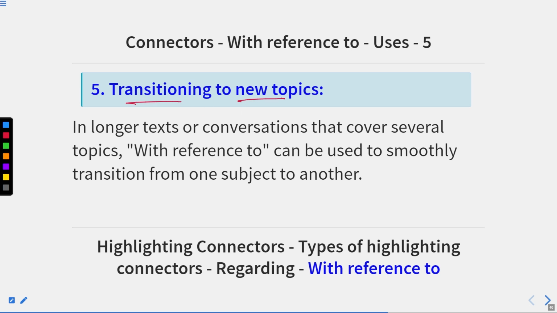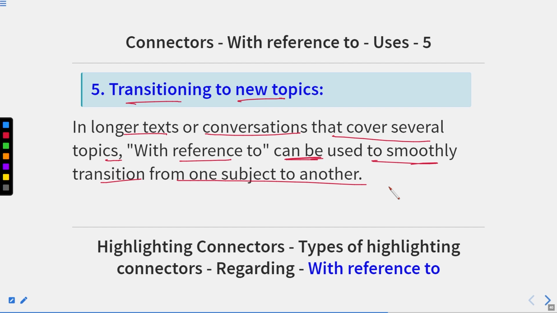Now, transitioning to new topics. In longer contexts or conversations that cover several topics, with reference to can be used to smoothly transition from one subject to another. Now, whenever we want to change our sentence from one to another, we can use the phrase with reference to.